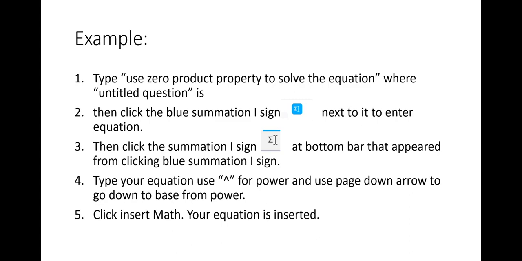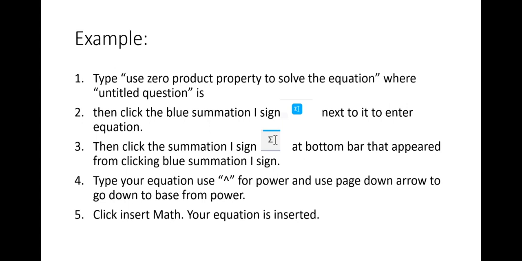So I'll go to step 2. I'll click the blue summation sign, the sigma I sign. You see the blue one next to the question where I typed, use zero product property to solve the equation. Once I click that blue sigma I sign, you'll see there's a bar that appeared at the bottom of the Google Form. Then I'll go to step 3.